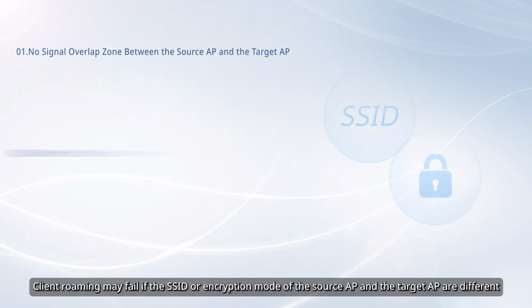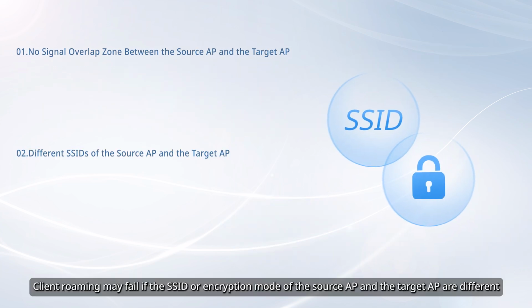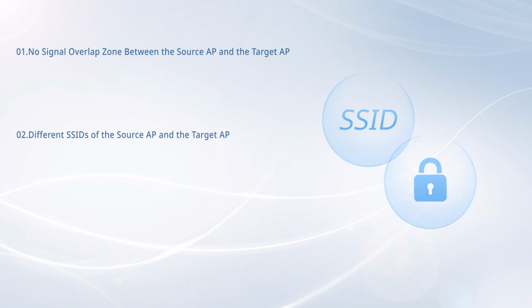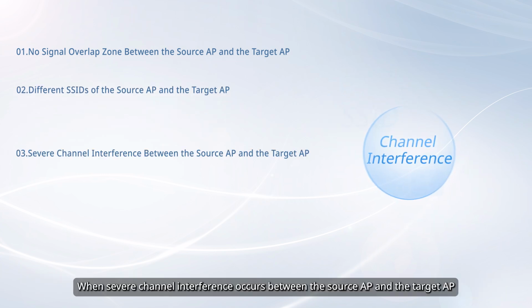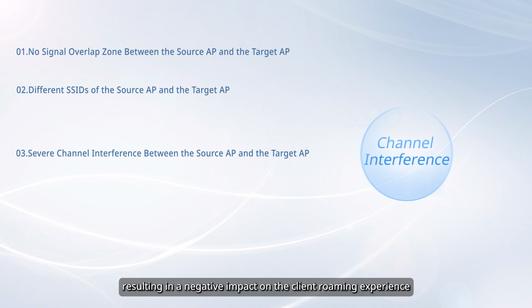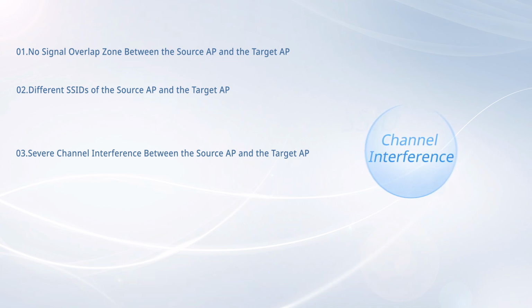Client roaming may fail if the SSID or encryption mode of the source AP and the target AP are different. When severe channel interference occurs between the source AP and the target AP, it can lead to a reduction in the effective coverage of wireless signals, resulting in a negative impact on the client roaming experience.